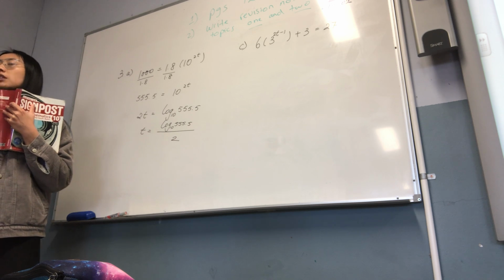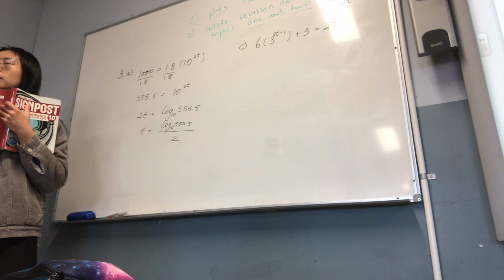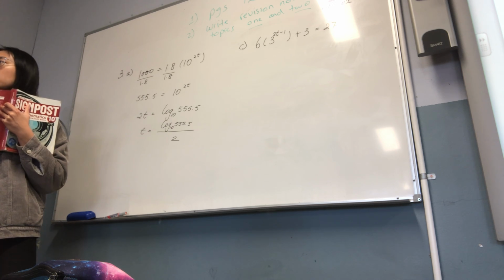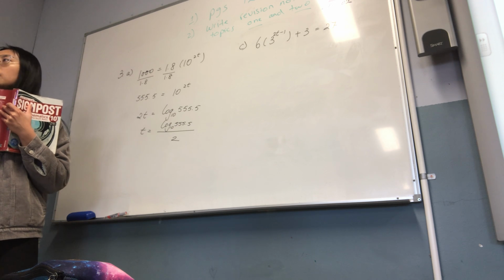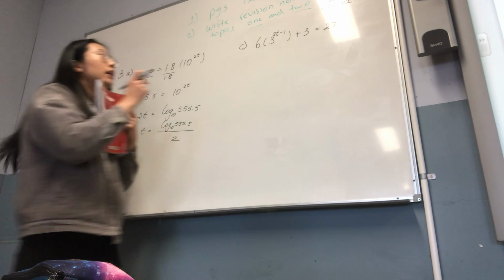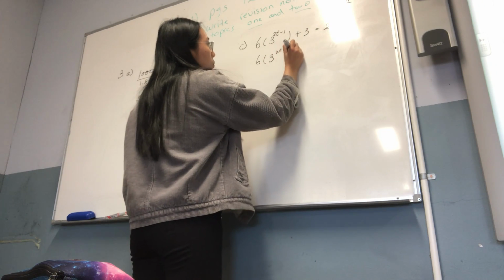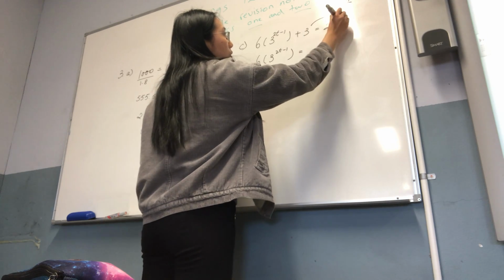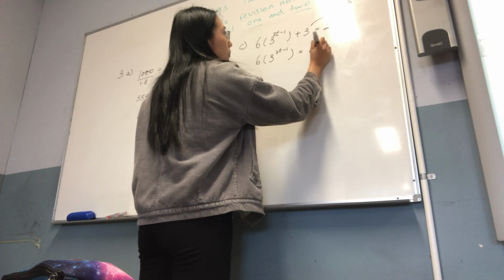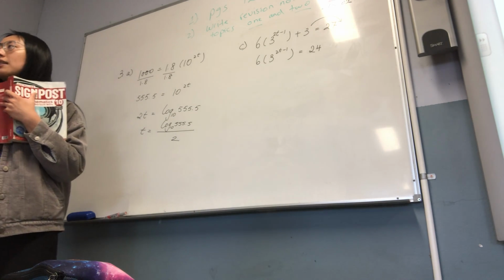Because whenever you're solving an equation, the first step, no matter what equation you're solving, is to combine loose numbers. So if you have any whole numbers or fractions that you can combine first, do that first, just to get the housekeeping out of the way, right? So you have 6 times 3 to the power 2t minus 1. If I move 3 to this side, it becomes 24. And then the next step, divide both sides by 6.